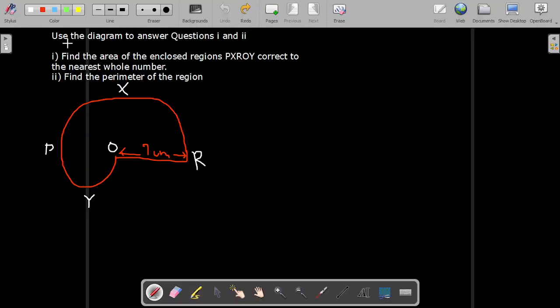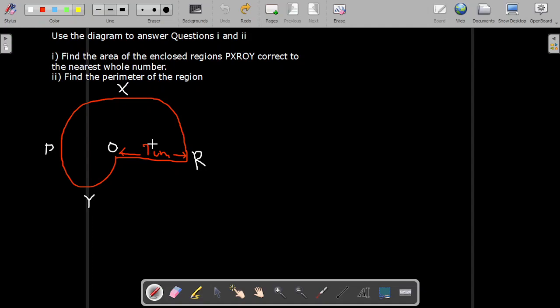Question 2. Use the diagram to answer questions I and II. 1. Find the area of the enclosed region PXR, QY. You have to find the area of the enclosed region, correct to the nearest whole number, and find the perimeter of the region. So we need to understand the kind of shapes the figure contains. Looking at this shape, which of the plane shapes does it contain? We need to understand that.